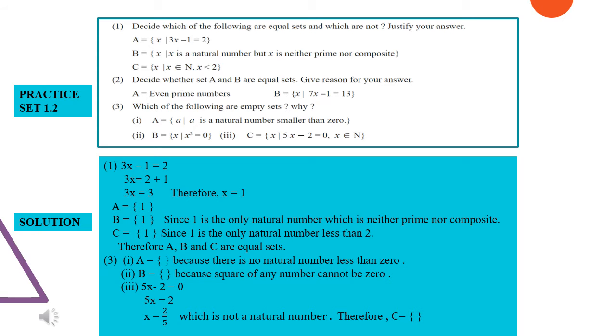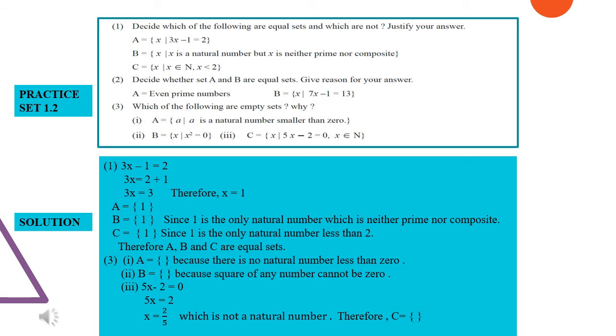3x minus 1 is equal to 2. 3x is equal to 2 plus 1. So when we shift 1 on the other side, it becomes positive. So I get 3x is equal to 3. Therefore, x is equal to 1. So my answer for set A is 1.